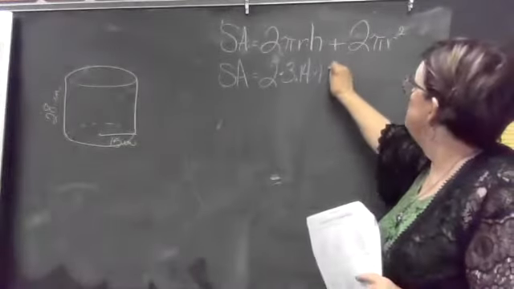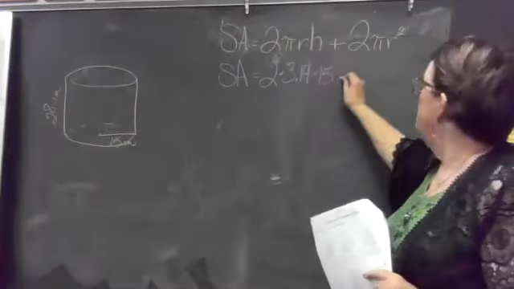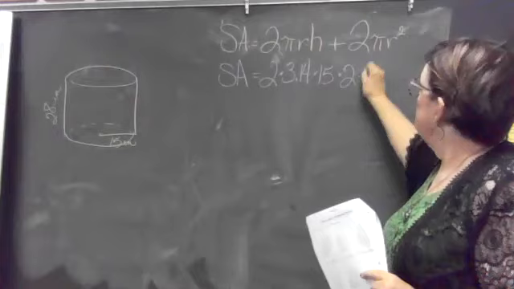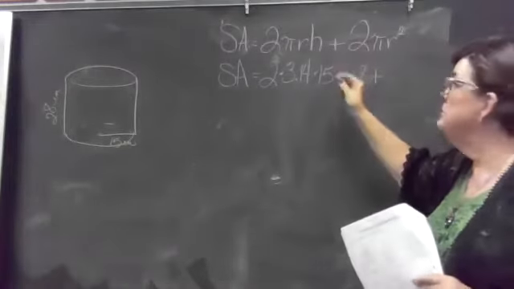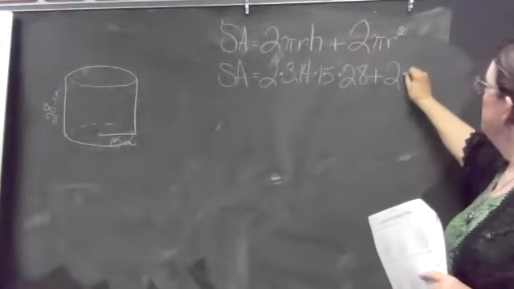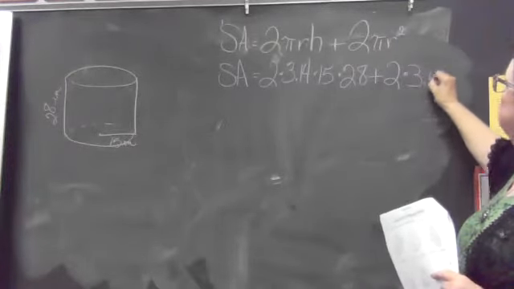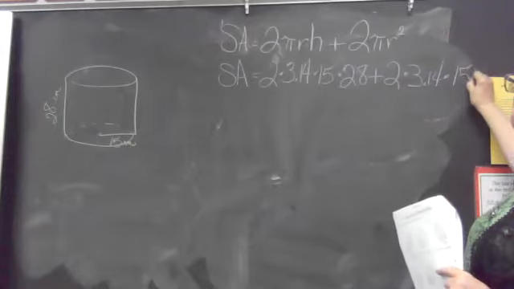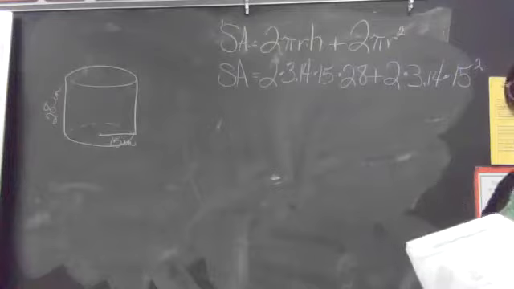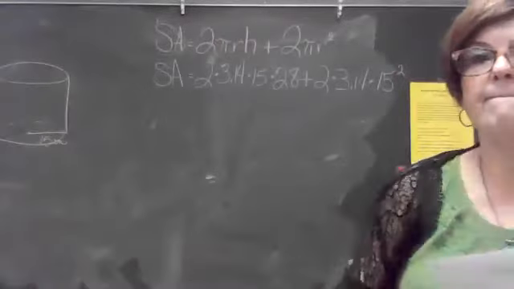So times 15, and then times the height of the cylinder. The height of the cylinder is 28. Then the plus, you're just following each step. 2 times our 3.14 again, times the radius squared. Looks a little bit scary, but you have a calculator. Let me get everything. There you go.